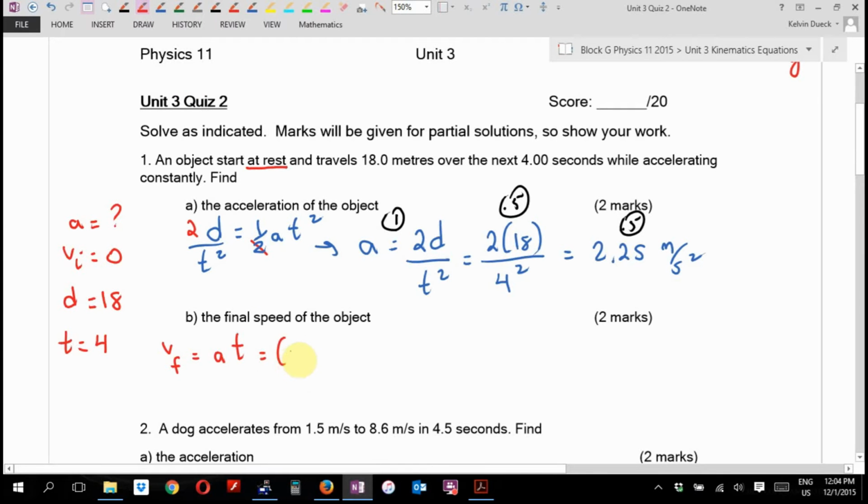This would be 2.25 times 4. 2 times 4 is 8. 0.25 times 4 is 1. 8 plus 1. I think it's 9 meters per second. But if I was writing a test, Cody, I would try and find V final from those things without using A. And there is one. It's this puppy.